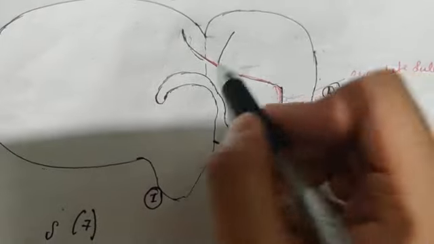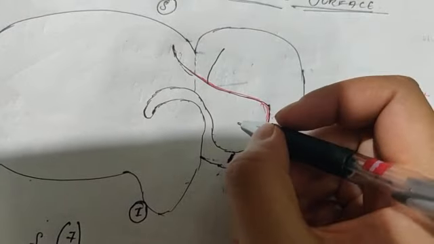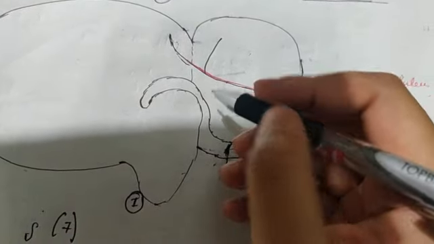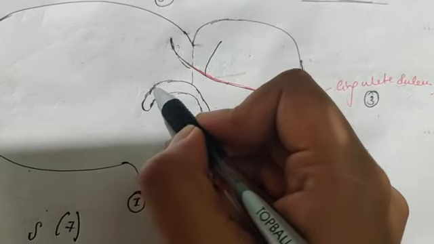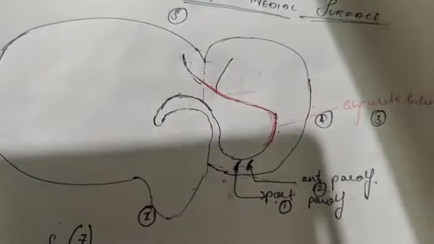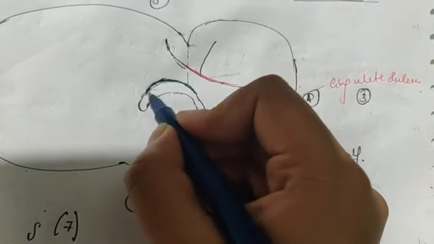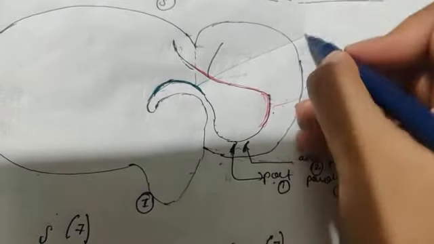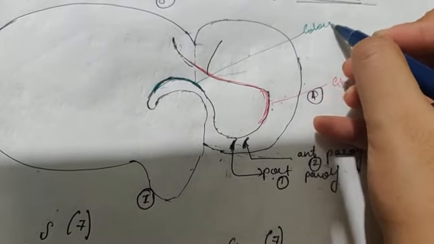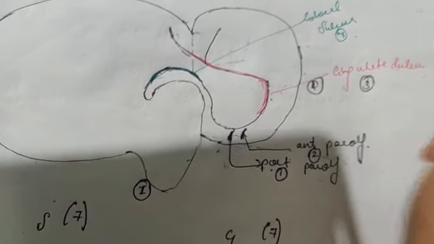Okay, then after this, we have to look into the callosal sulcus. Now this is the callosal sulcus right here. We call this the callosal sulcus. Okay, this is the 4th sulcus.